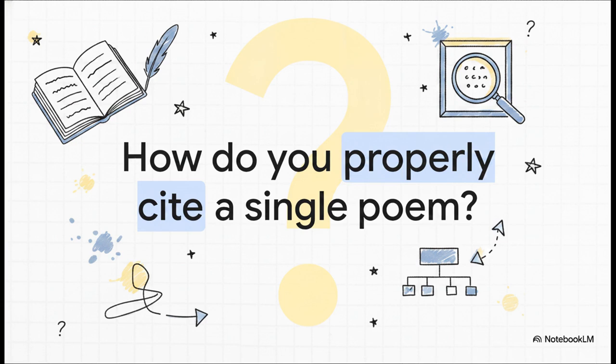It's the ultimate question that brings literally every literature student to a screeching halt. How do you properly cite a single poem? I mean, it sounds simple, right? It's just a poem. But as you've probably figured out by now, academic referencing is all about hyper-precision.